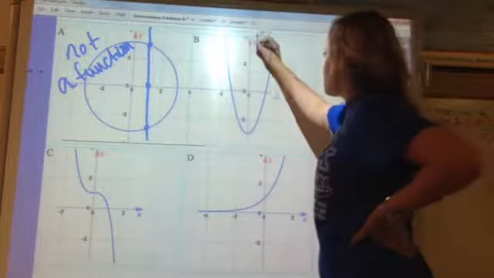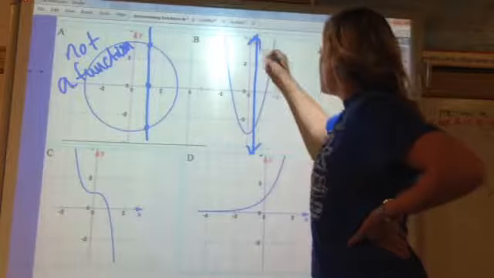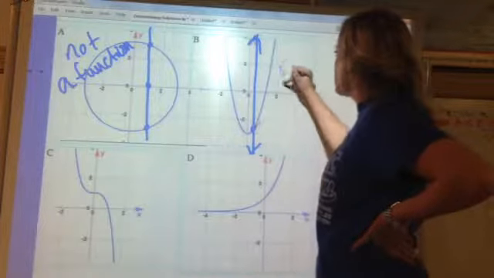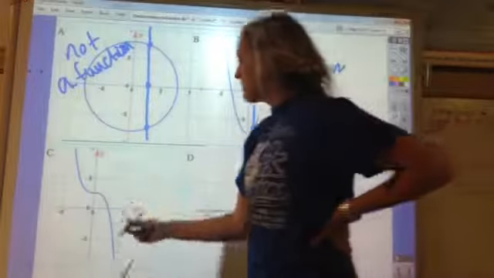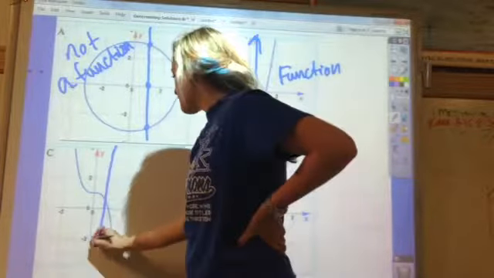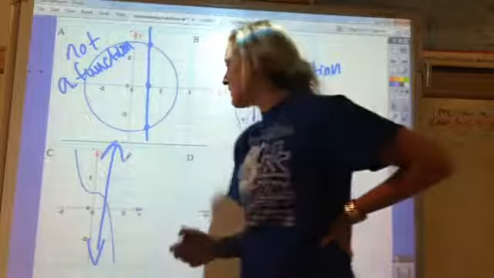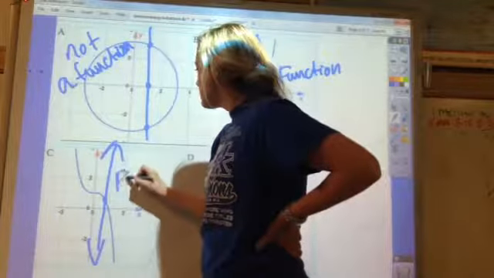Now let's look at this parabola here. If I were to draw a straight line through it, boom, it only hits it once, right here. This is a function. C. Again, I'm going to go ahead and draw a vertical line. Doesn't matter where you draw through it. Only hits it once. This is a function.